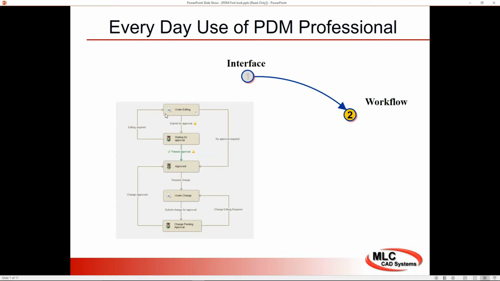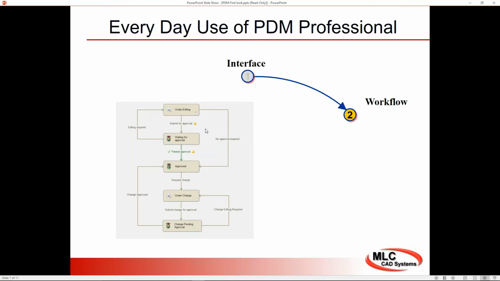So here in the first state under editing, I have the ability to allow users to check it out, check it in, make changes, to do whatever they want to that file, because that's appropriate when the file is under editing. And you can see those two arrows, two transitions coming out of this box. One says submit for approval, that would sit in a waiting for approval state, or I have an arrow that says no approval required and goes to the approved state.